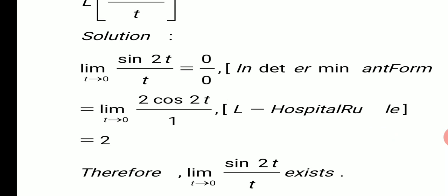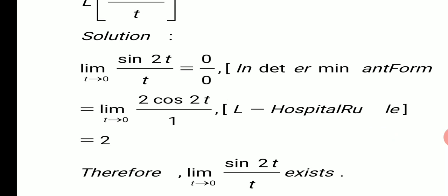I have to differentiate the numerator as well as the denominator separately. Limit t tends to 0. Differentiation of the numerator sin 2t is 2 cos 2t, divided by the differentiation of t, which is simply 1. Then I substitute t tends to 0 here. We get 2 into cos 0.